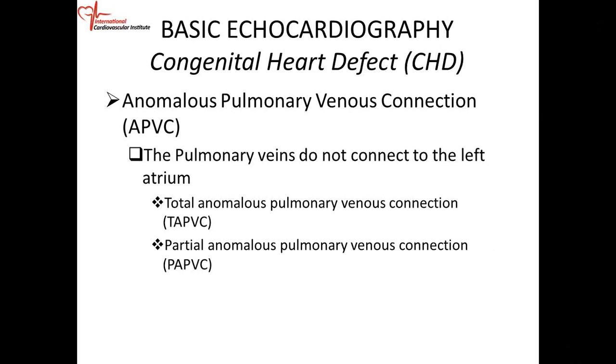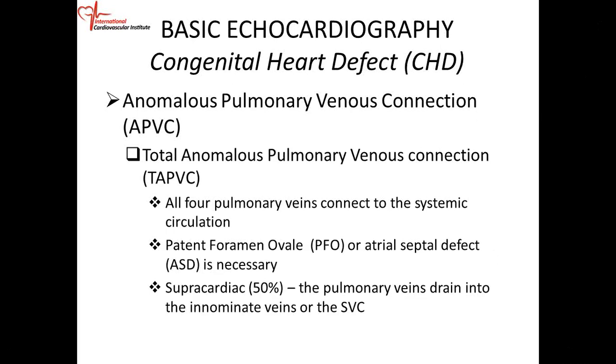You can also have what we call total anomalous pulmonary venous connection, where all four pulmonary veins drain into the right atrium, so to speak. Or you can have partial, where two may drain into the left atrium and two drain into the right atrium, or one and three. Let's look at total anomalous pulmonary venous connection.